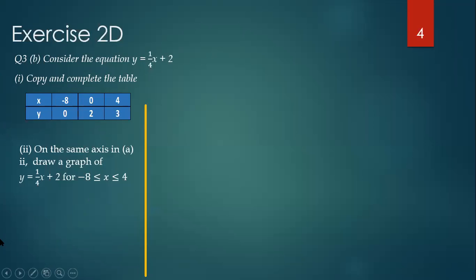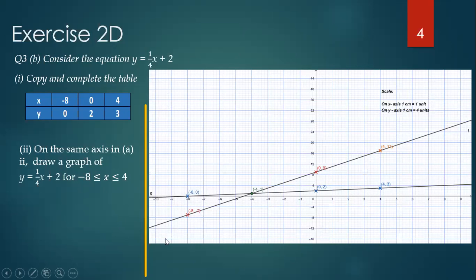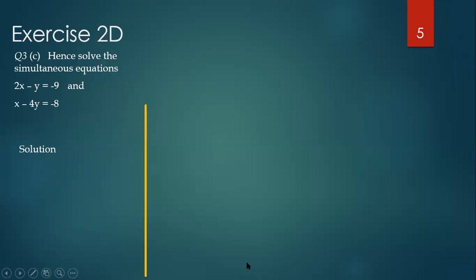It says on the same axes as in the previous part of the question, take these values and plot them on the graph paper. Make sure that the value of x ranges from minus 8 to plus 4. So this is a graph paper, and this time we have these new values: minus 8, 0; 0, 2; and 4, 3. When you combine these two lines, you'll get an intersection point, minus 4, 1, which we are going to see in the next part. So hence solve the simultaneous equations.